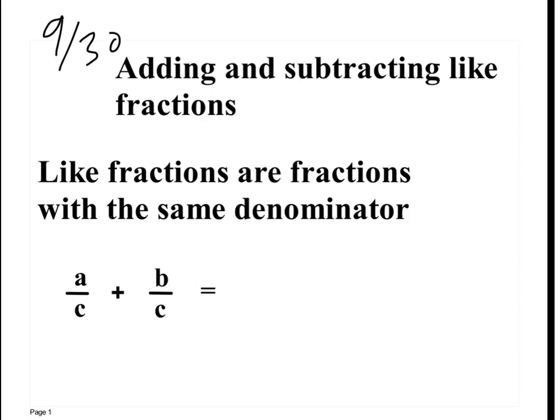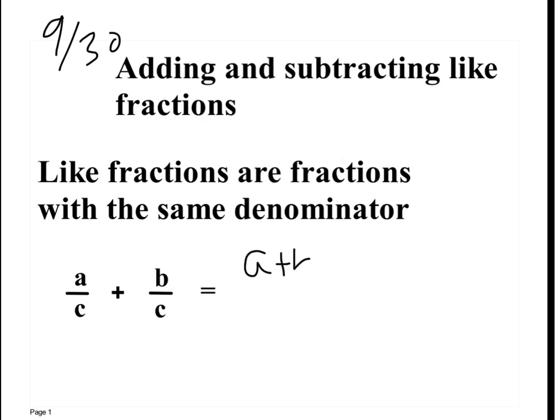Adding and subtracting like fractions. Like fractions are just fractions that have the same denominator. In this case, we have a over c plus b over c. They have the exact same denominator, c. So what we do is we just add the numbers on top.